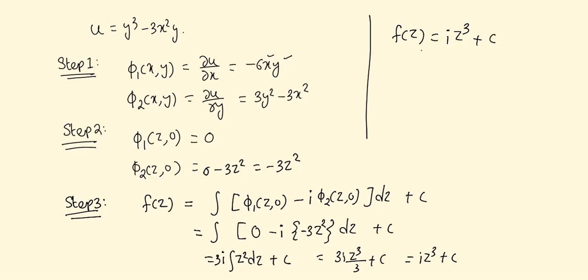So by using Milne-Thomson's method we find the value of the complex function in terms of z only. This is the beauty of Milne-Thomson's method.